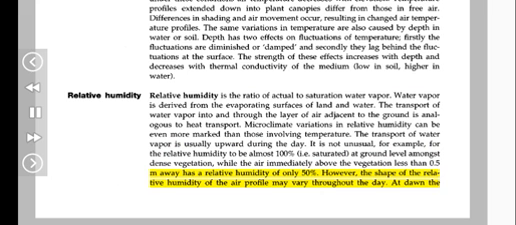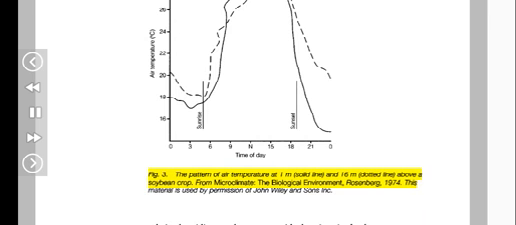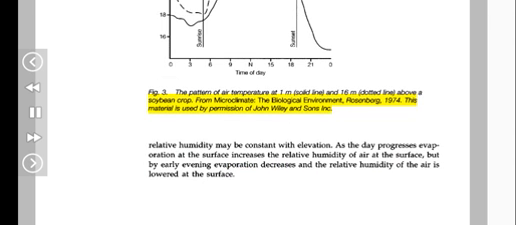However, the shape of the relative humidity of the air profile may vary throughout the day. At dawn, relative humidity may be constant with elevation. Figure 3. The pattern of air temperature at 1 meter (solid line) and 16 meters (dotted line) above a soil. As the day progresses, evaporation at the surface increases the relative humidity of air at the surface, but by early evening evaporation decreases and the relative humidity of the air is lowered at the surface.